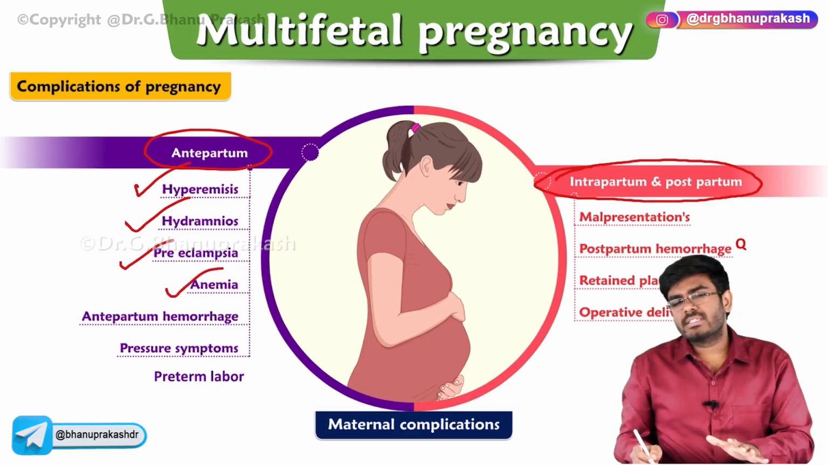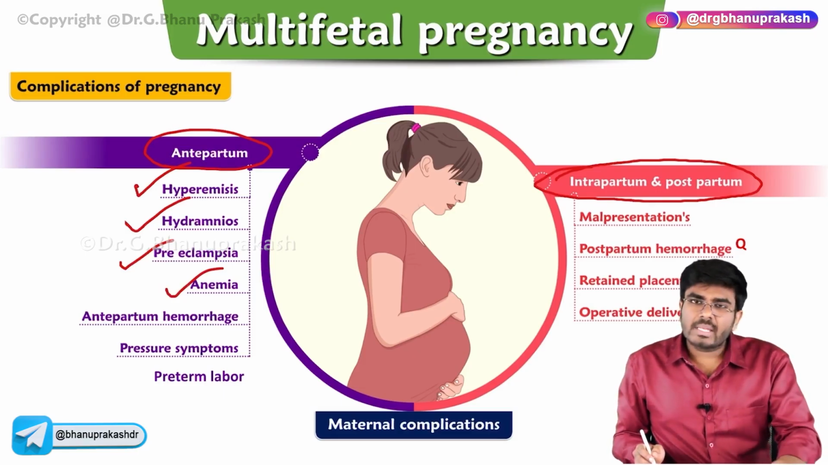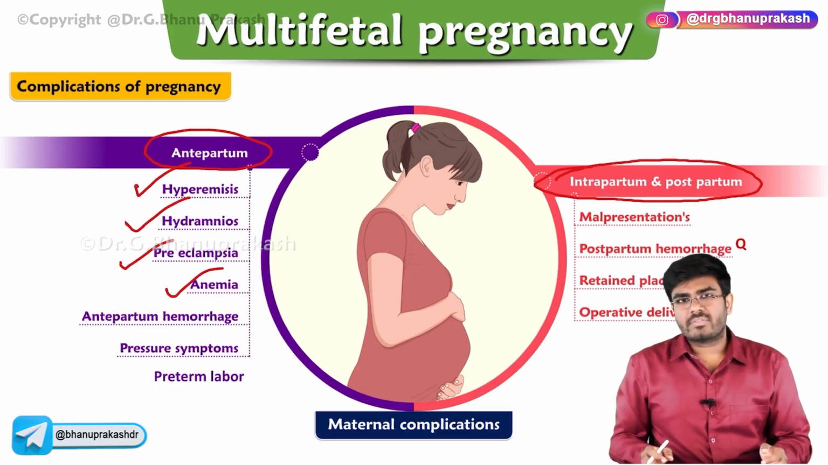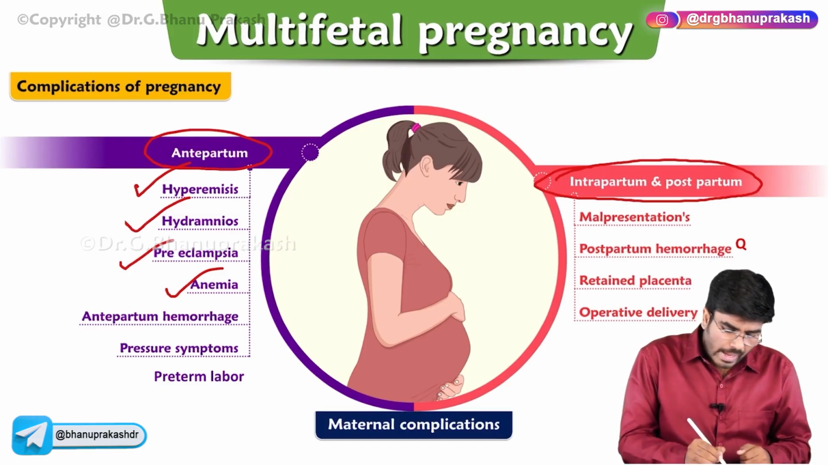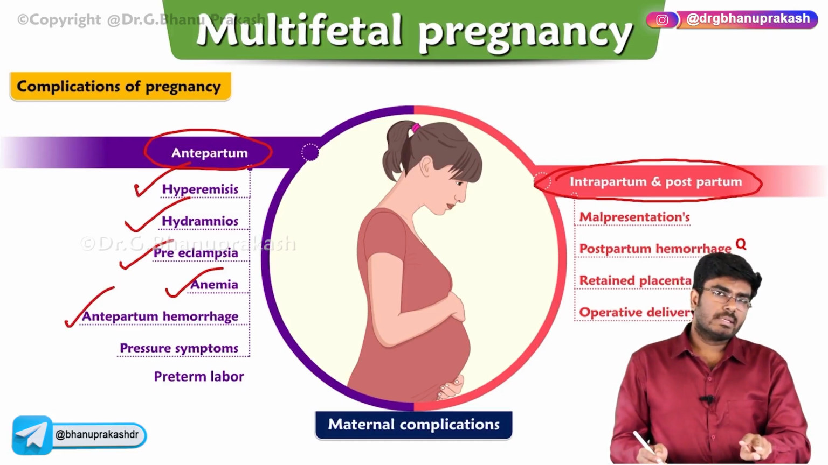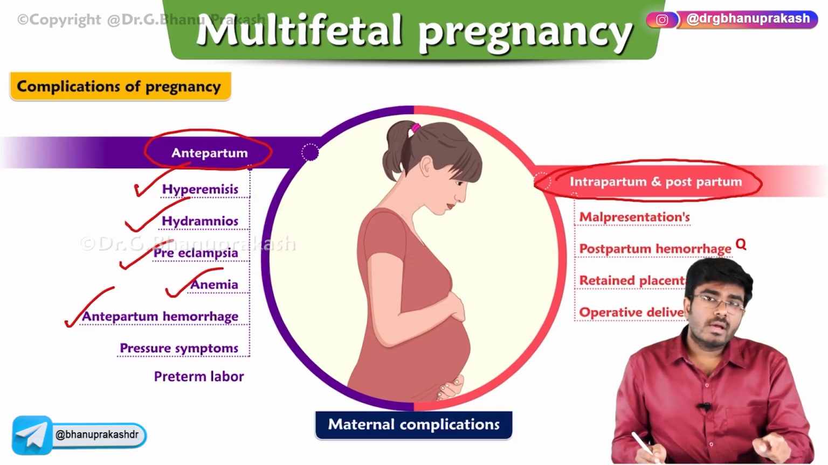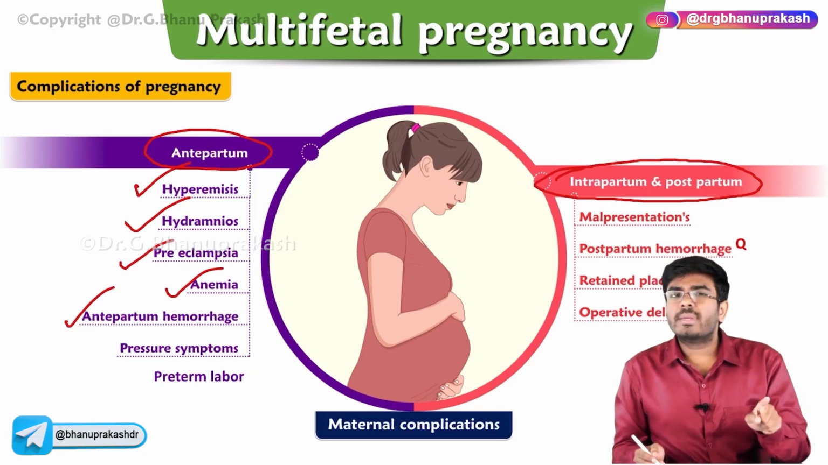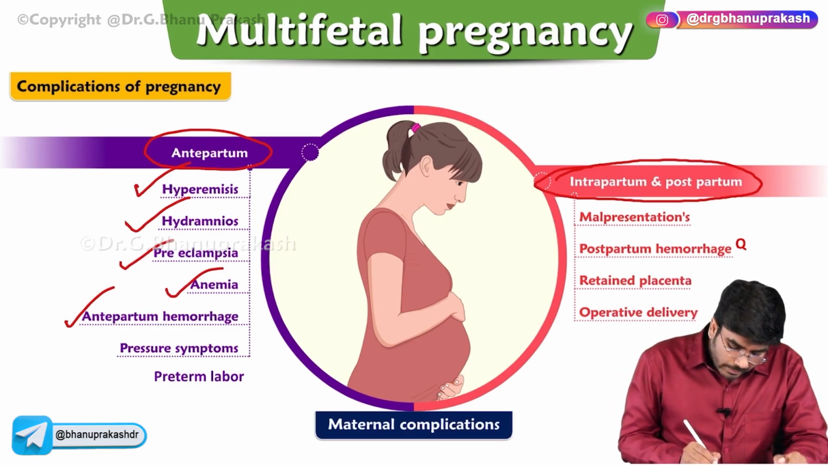Actually, with a normal pregnancy itself, we know that there is physiological hemodilution. Physiological anemia will be seen with a normal pregnancy itself. Two babies, more the problem. So anemia can happen. Antepartum hemorrhage can be seen. Why? Because two placentas can be a risk factor for placenta previa and abruptio placenta. Both of them can cause antepartum hemorrhage. True. And there can be pressure symptoms.